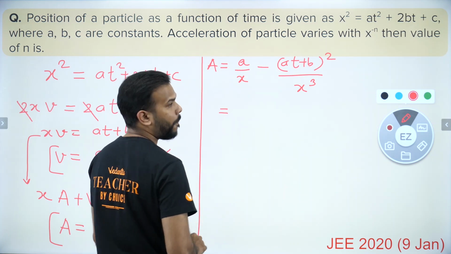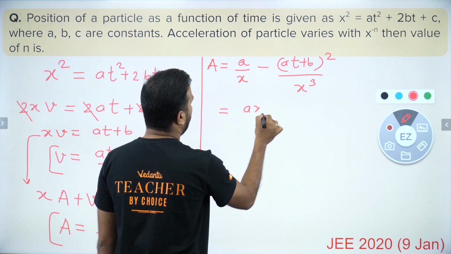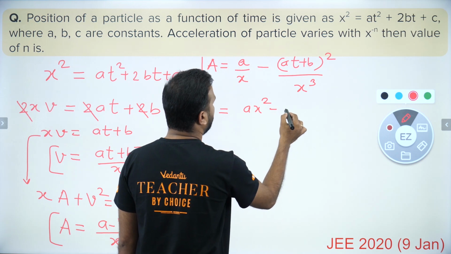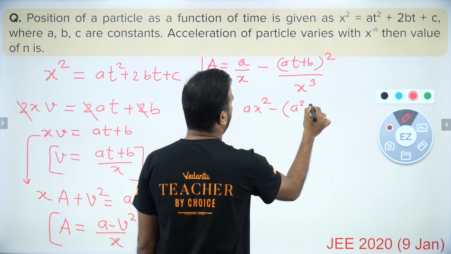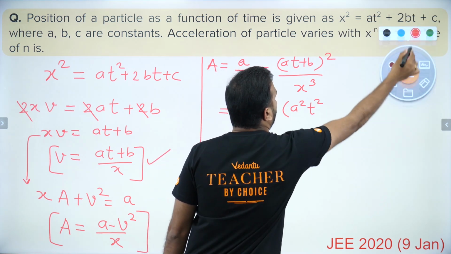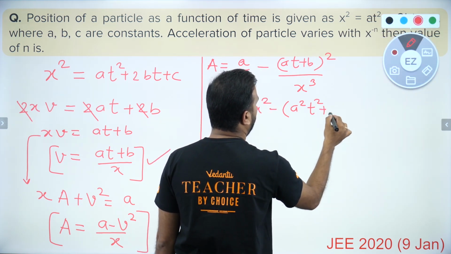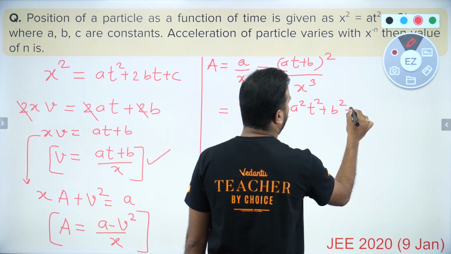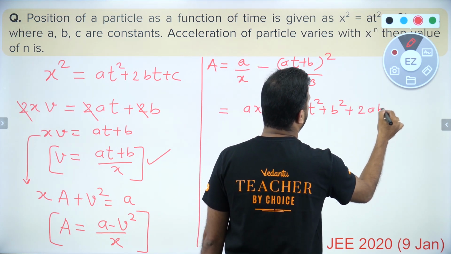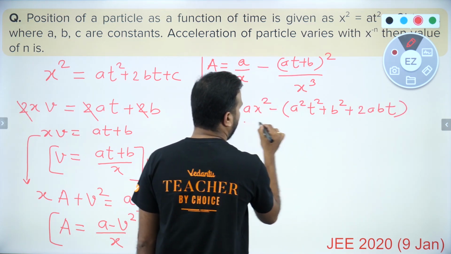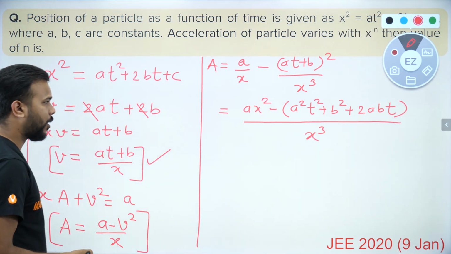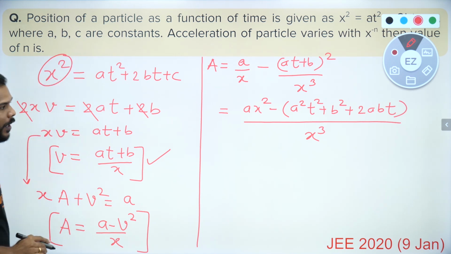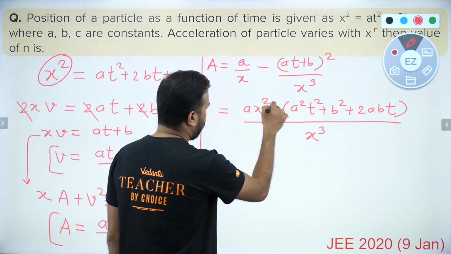Take the LCM. If you take the LCM, you will have a x square minus, this is a square t square plus b square plus 2ab t, whole thing divided by x cube. Okay, still not done because x square, its expression is to be put over here.